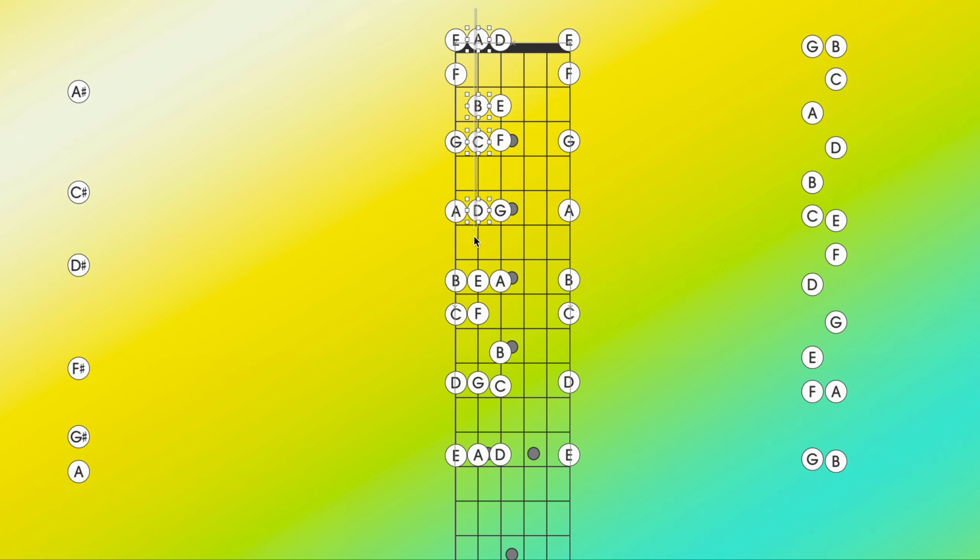So if we take a look at these two strings together, we have a similar situation in that this is a seventh relationship.